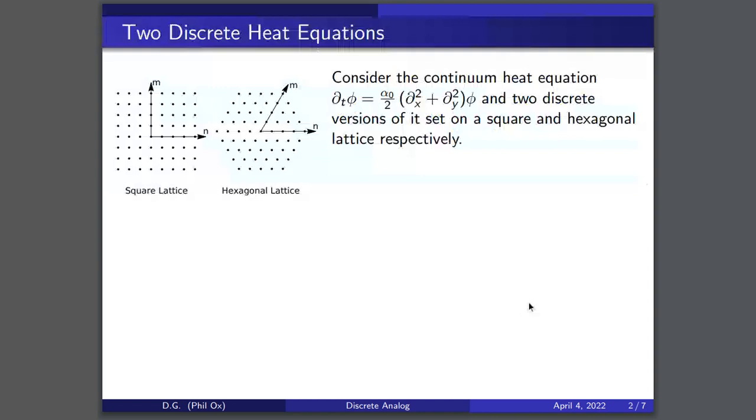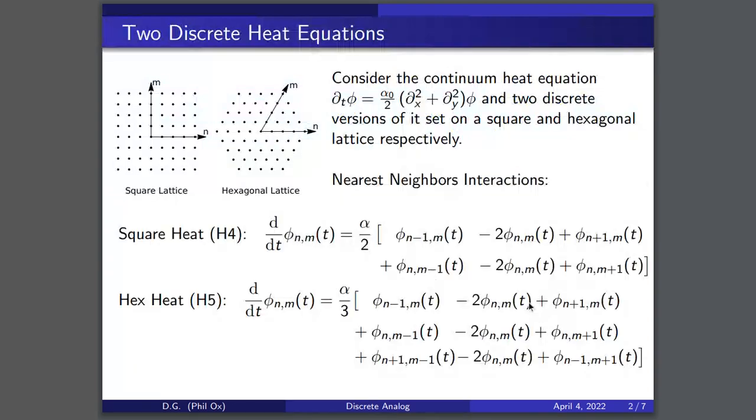And consider two discrete versions of this, which are set on a square lattice, as you can see on the left, and a hexagonal lattice on the right. If we have nearest neighbor interactions for these equations, then these are the corresponding theories. So the derivative in time is proportional to something like the derivative in space, or the closest thing you can get to it with nearest neighbor interactions.